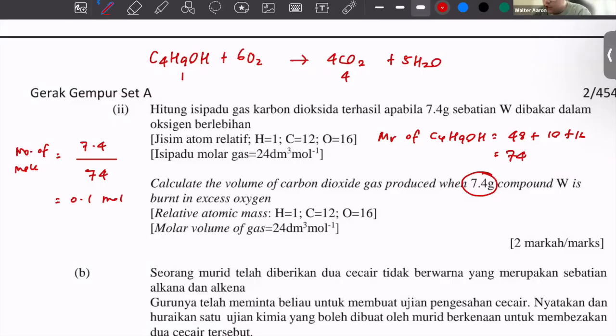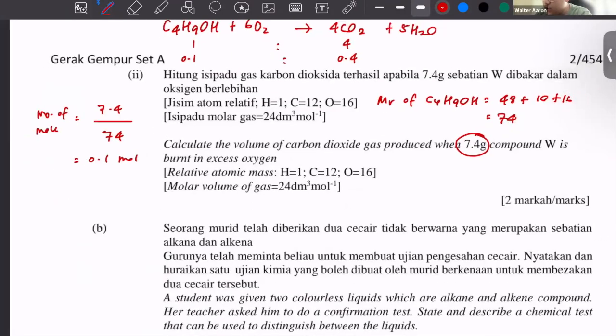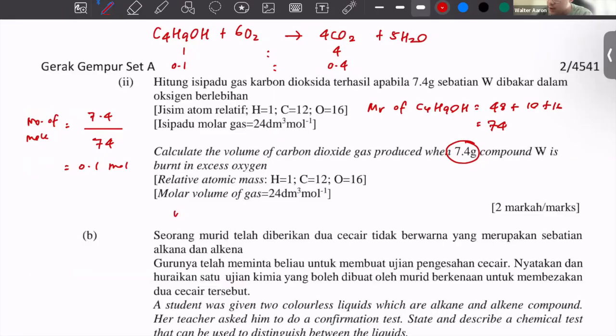Okay. And then after that, you got 0.1 mole for the alcohol. Here should be times 4. So it'll be 0.4 mole. Because it's a 1:4 ratio, it means it's 0.1 to 0.4. That's how we compare the ratio, right? So for every 1 mole, you get 4 moles. So every 0.1 mole, you should get 0.4 mole of carbon dioxide. And assuming that everything is measured at room conditions, the volume of CO2 will be 0.4 mole multiplied by 24, which will give you 9.6 decimeter cube.